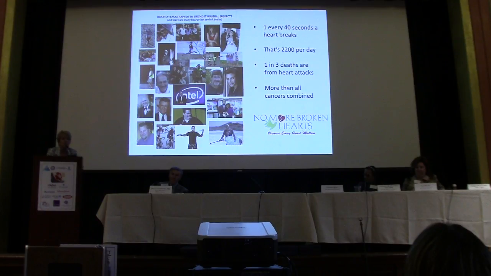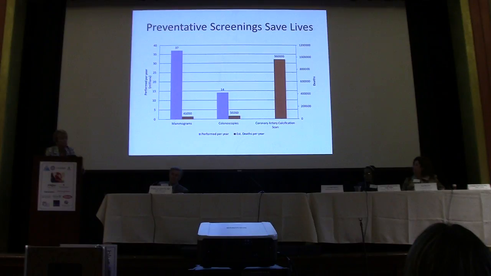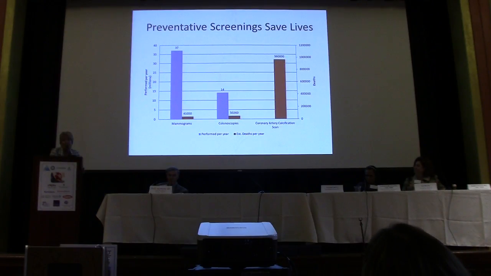We can manage the disease if we know that the disease is there. When Dean's doctor said to me, Victoria, it's not like getting a colonoscopy or a mammogram, well, I'm not a physician, but we know preventative screenings save lives, without a doubt. We perform over 37 million mammograms a year, with an average number of deaths in the 40,000s. There are over 14 million colonoscopies per year, with an average of about 50,000 deaths. We have over 960,000 deaths per year from cardiovascular disease, and you can't even measure getting a heart scan. Heart scans save lives. Coronary artery calcium scans save lives.